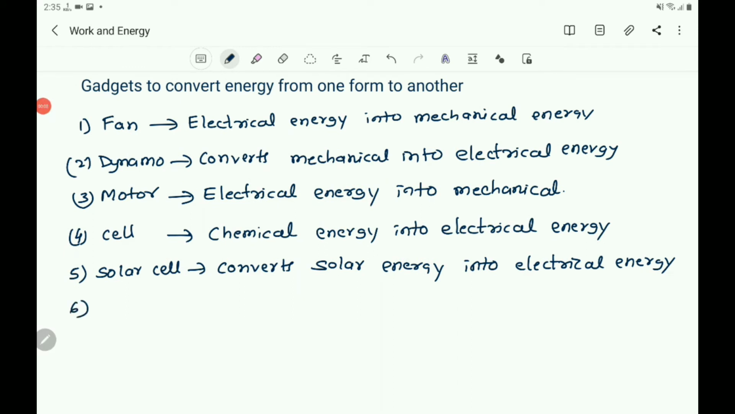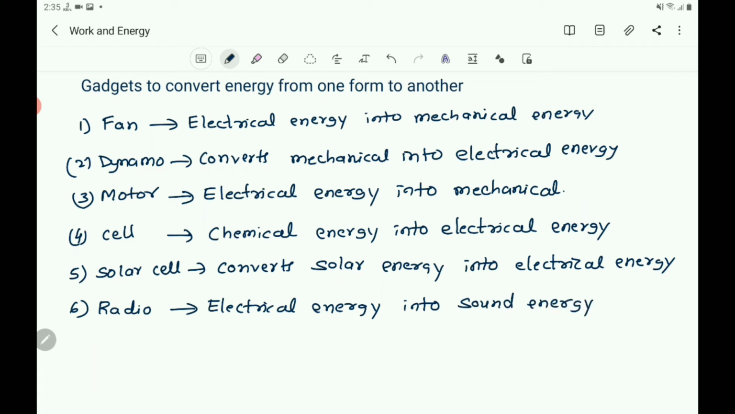In radio, which energy is converted into which energy? In radio, electrical energy is converted into sound energy. Know that sound is also a form of energy. Electricity is also a form of energy. Electrical energy is converted into sound energy in radio.